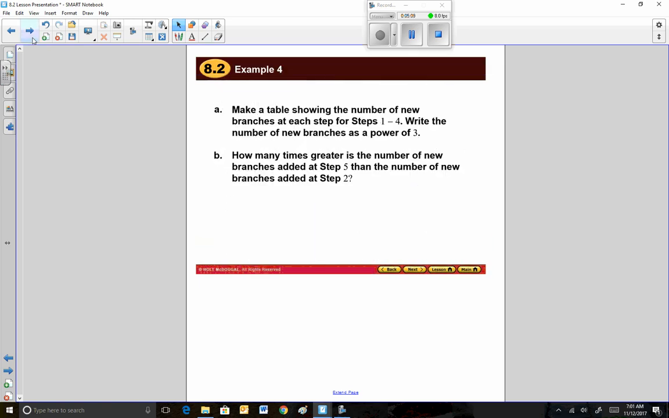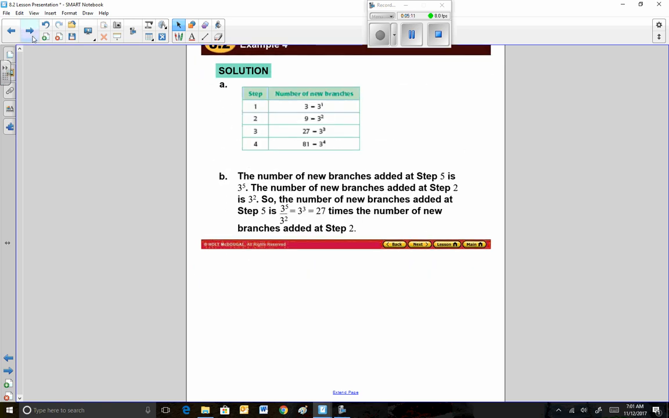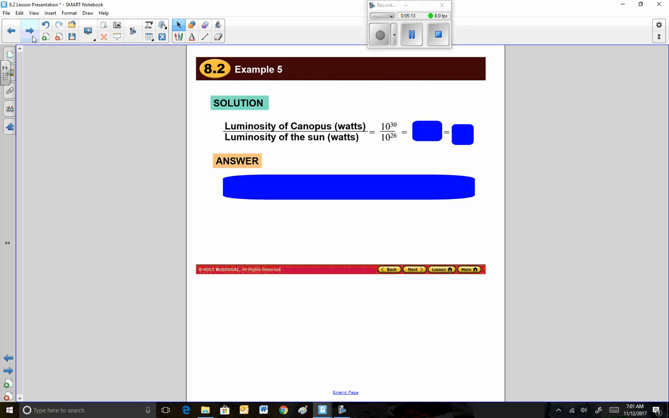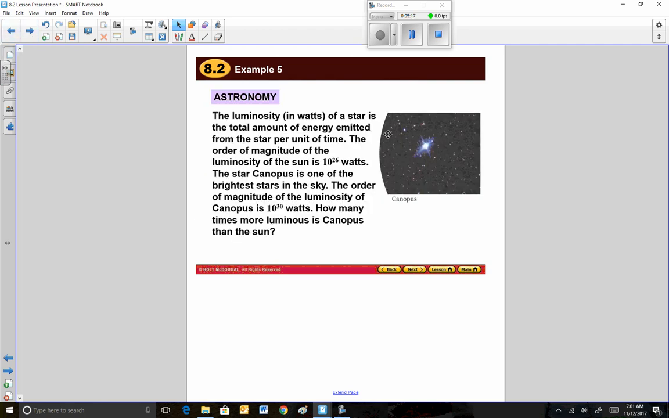And we're going to skip over that question, and we're going to go to example 5. Oops, I went too far in example 5. Here we go. Take a moment to read this. I'll read it aloud. The luminosity in watts of a star is the total amount of energy emitted from the star per unit of time. The order of magnitude of the luminosity of the sun is 10 to the 26 watts. Well, that's a very bright light, obviously.